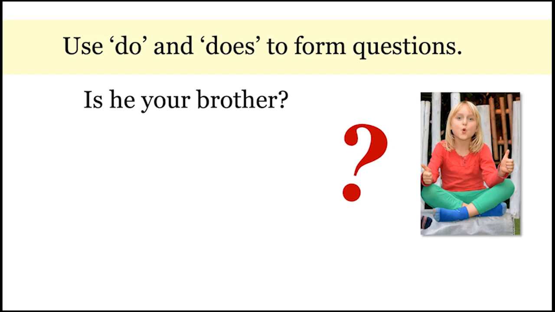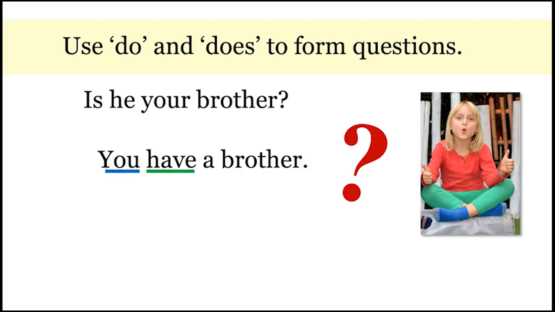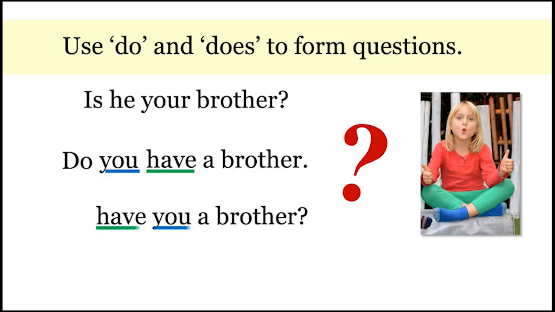You know how to make this statement. You have a brother. Here's the subject, you, and here is the verb, have. To form the question, we just add the word do in front. Do you have a brother? We don't reverse the order like we do with be, yes/no questions. This is incorrect. We need do. Do you have a brother?